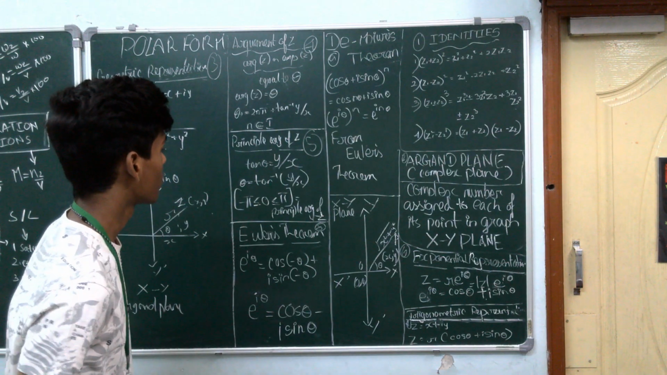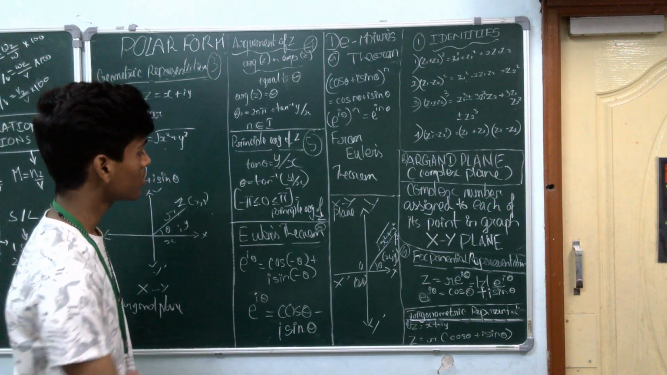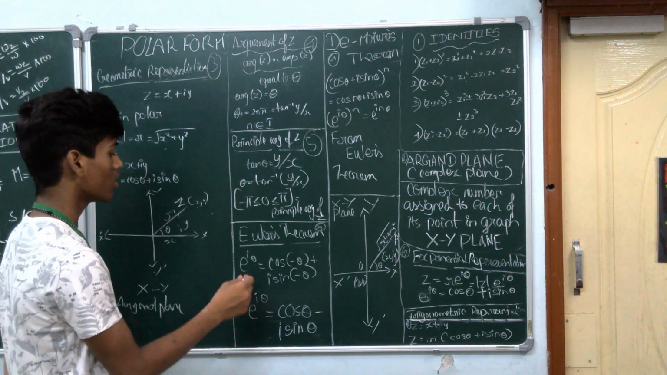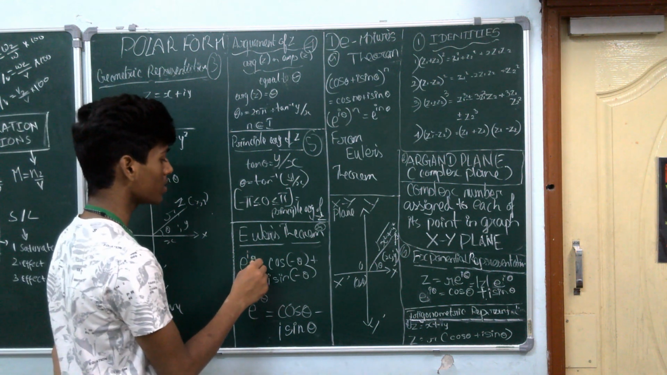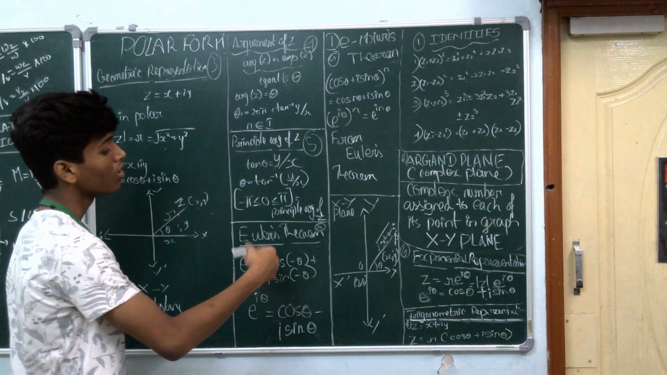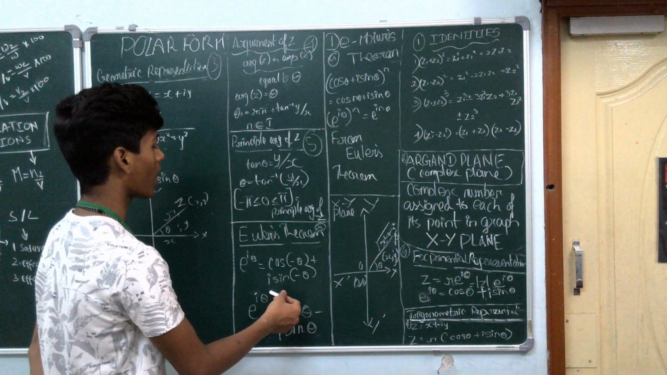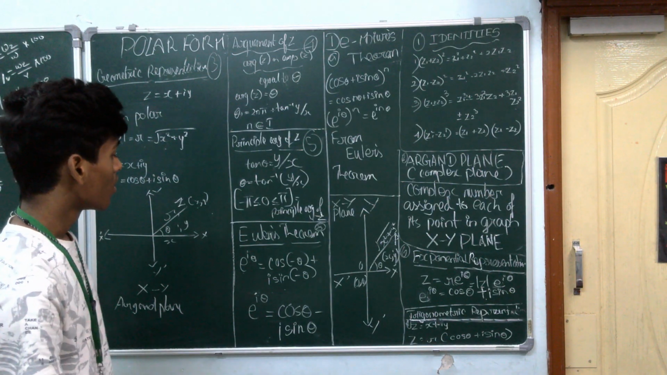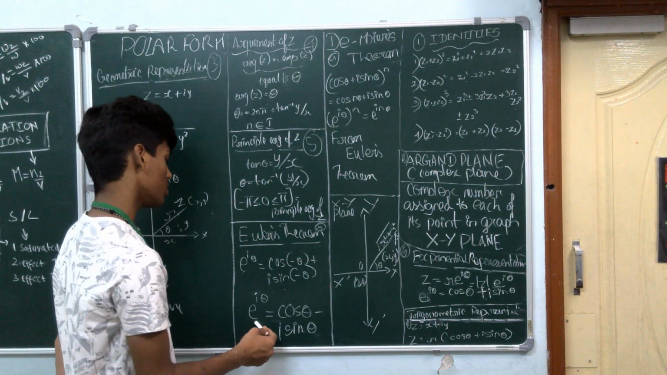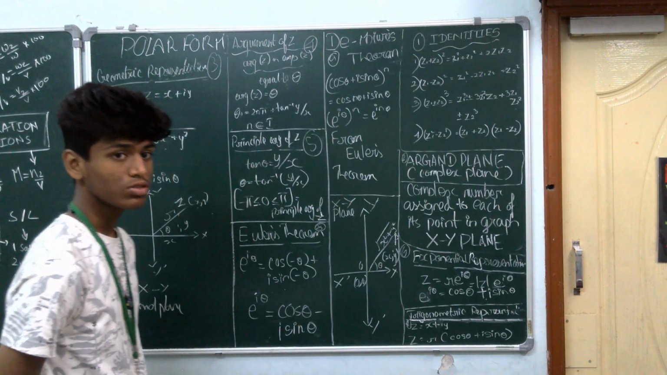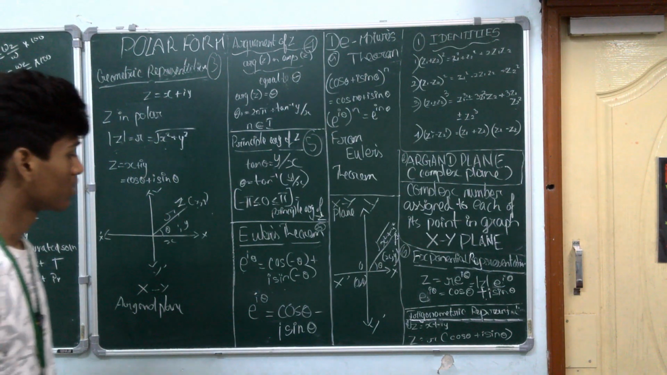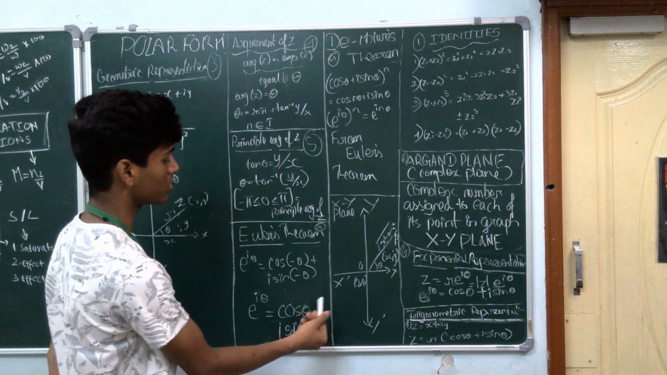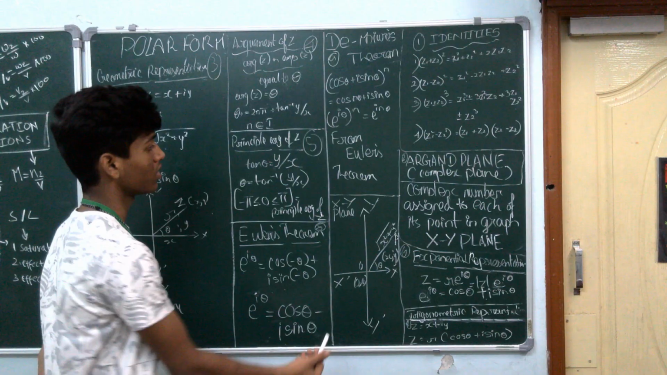Yes sir. Then next is Euler's theorem. Here e power minus i theta is equal to cos of minus theta plus i sin of minus theta. Here the theta value is negative. We already know cos of minus theta is equal to cos theta, but sin of minus theta is equal to minus sin theta. So we write cos theta in positive, minus i sin theta.